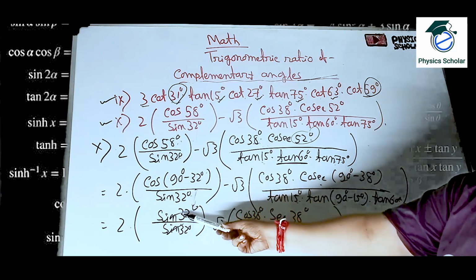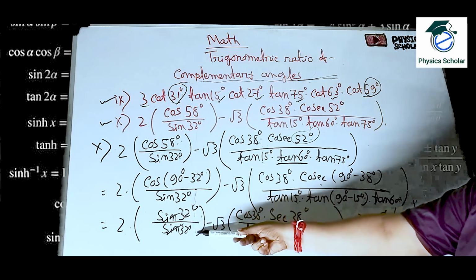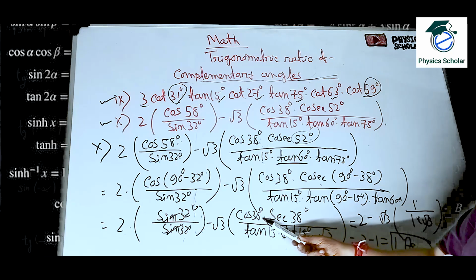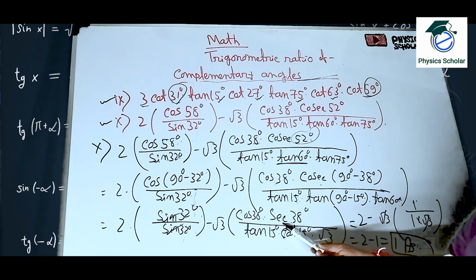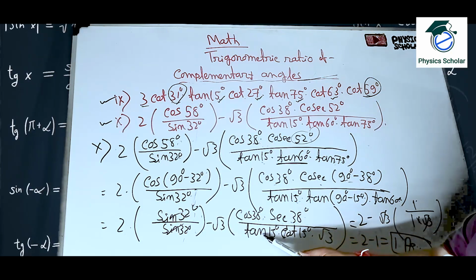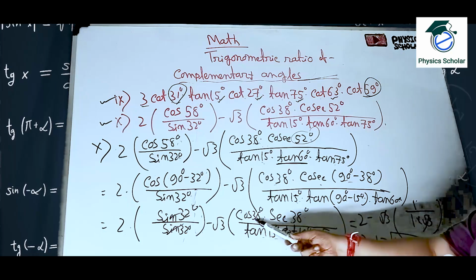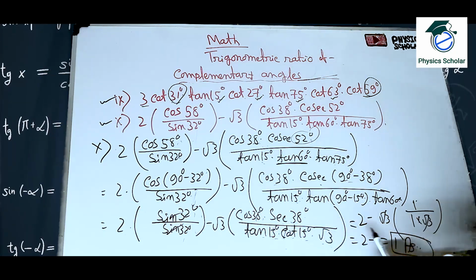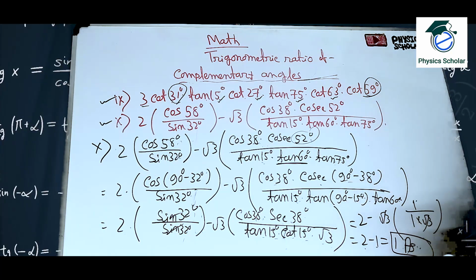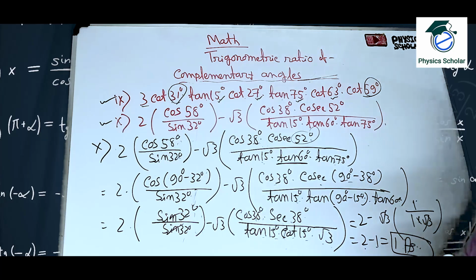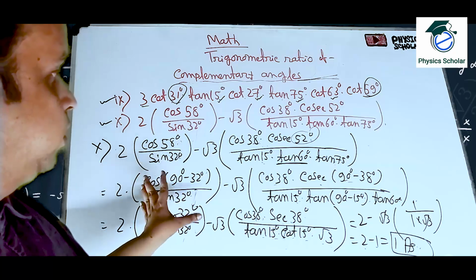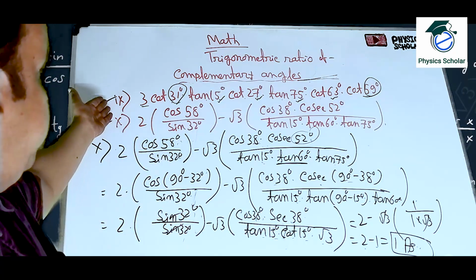Clear? So now it is, 2 into sin 32 divided by sin 32, that will be cancelled. Minus root 3 into cos 38, cosec(90 minus theta) means sec theta, so sec 38 degrees divided by tan 15 degrees into cot 15 degrees into root 3. These two will also be 1. Clear? Divided by 1 into root 3. So root 3 will be cancelled. So 2 minus 1 is equal to 1. So that will be your answer. You can copy this sum. Clear? And also practice this. Without watching this sum, you practice this. Clear? So now 9 and 10 I have solved.